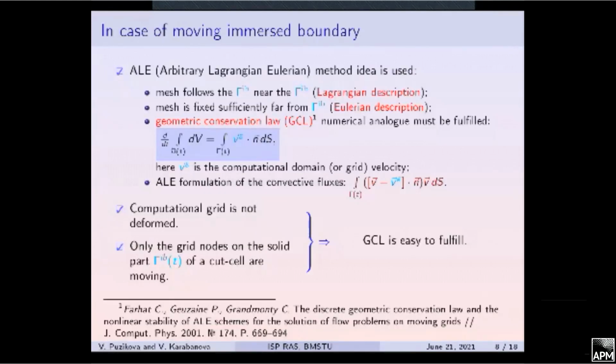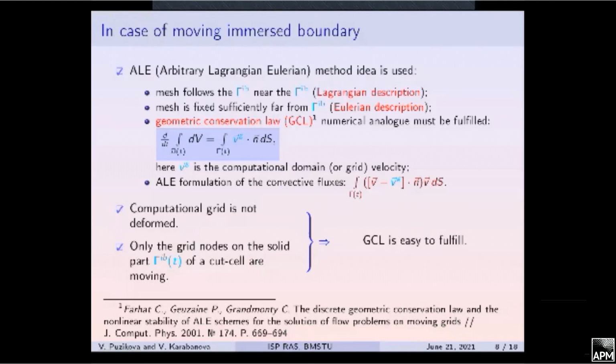The arbitrary Lagrangian Eulerian method is widely used by finite volume methods on body conformal meshes. This method considers a computational domain that tracks the moving boundary such that the grid follows the boundary motion in the Lagrangian fashion, while it is held fixed in a Eulerian manner sufficiently far from it. And the ALE equations of the flow motion written in the computational domain are similar to the Navier-Stokes equations, except the convective term.